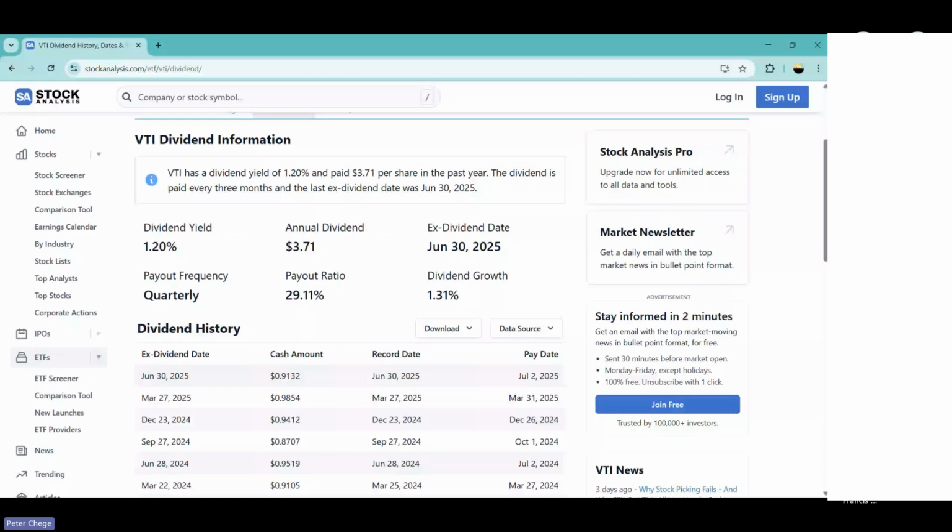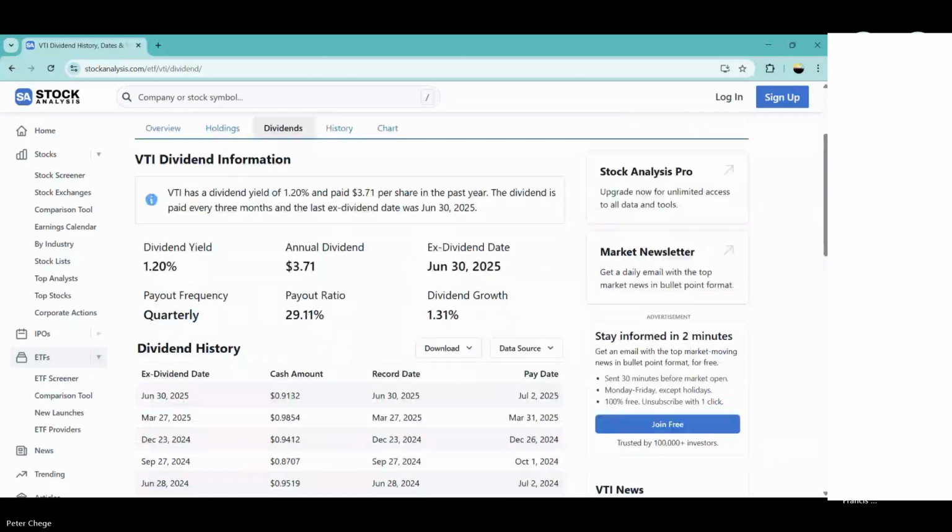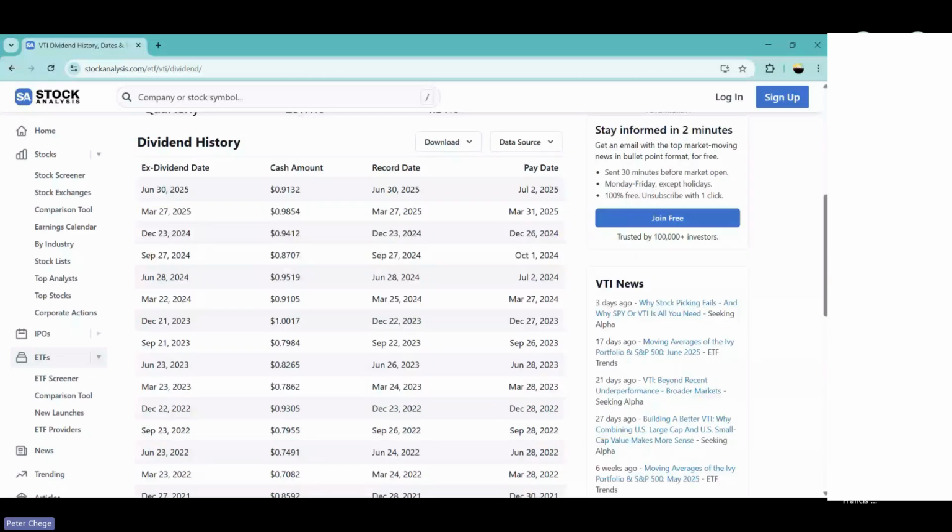And you can see the dividend yield is 1.2. That is dividend divided by the price. So if you divide this by the 309, that is 3.71 divided by 309 times 100, you get that figure, around 1.2. Payout ratio means they give 30% of their profit back to shareholders. I hope now those terminologies are clear.